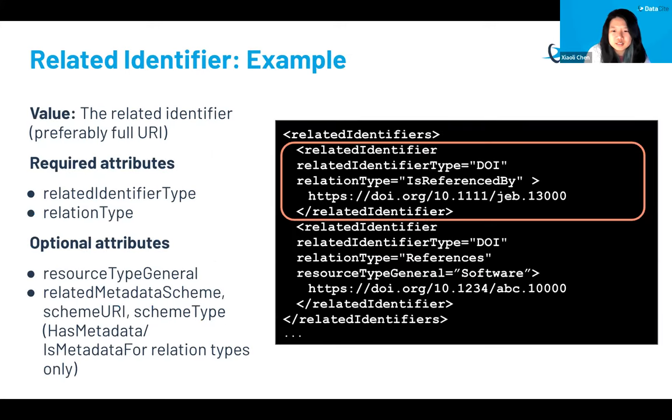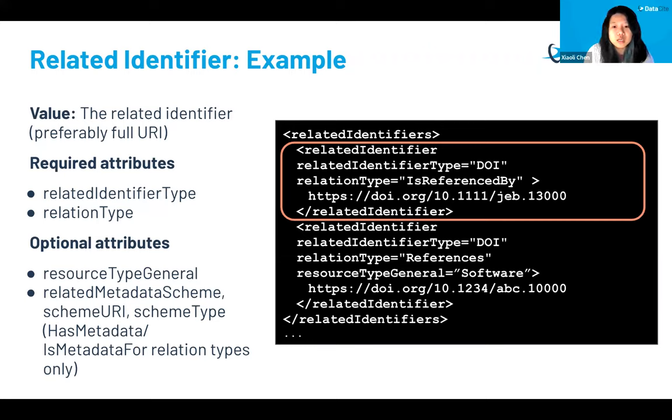Next slide. So when creating the metadata record for the DOI, the value entered should be a full URL for the identifier. So keep the https://doi.org/ part of that string if it's a DOI. Of the four sub-elements associated with this field, the related identifier type and relation type fields are required, and the resource type general and related metadata scheme fields are optional.